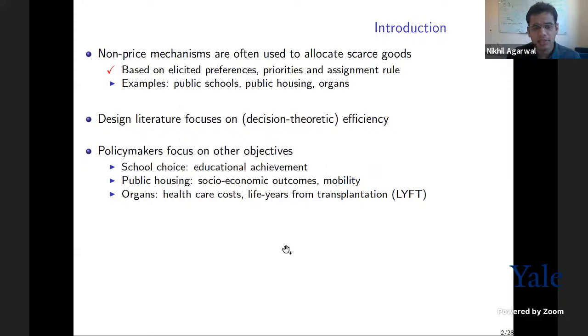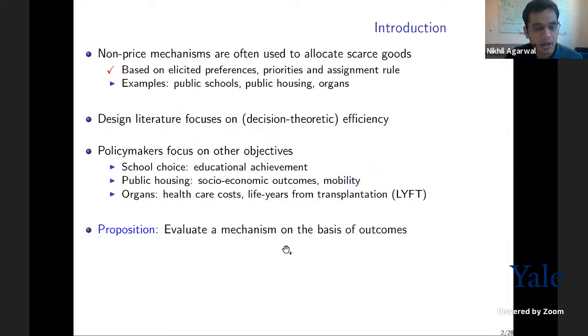In the case of deceased donor organs that we'll be thinking about today, healthcare costs and life years from transplantation are focal outcomes. So life years from transplantation is defined as the median number of life years that you would live with a transplant minus the median number of life years you'd be expected to live without a transplant. So it's the number of life years gained from a given transplant, okay? And so the policymakers want to maximize that, not necessarily preferences.